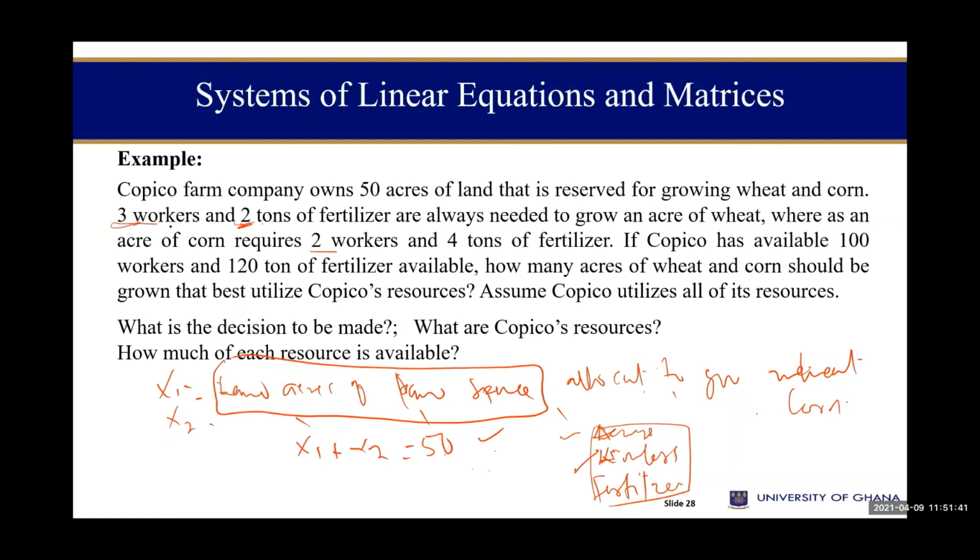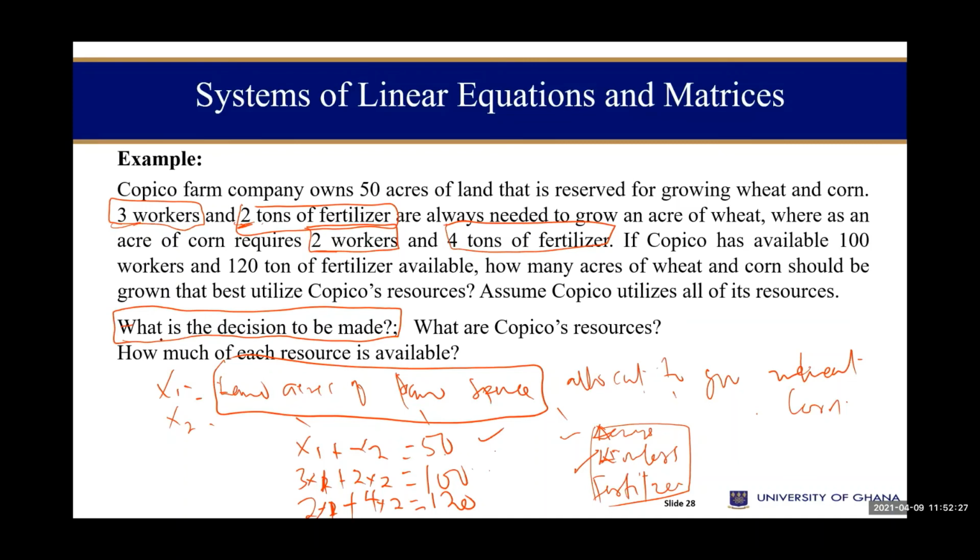Then three workers are allocated for growing wheat. Two workers are allocated for growing what? Corn. So 3X1 plus 2X2 is equal to what? The number of workers, 100. 2 tons of fertilizers are allocated for wheat. 4 tons are allocated for what? Corn. So 2X1 plus 4X2 should be equal to the number available, 120 tons of fertilizers.